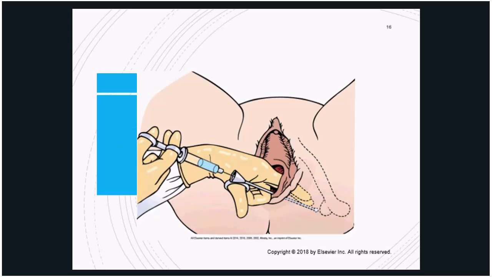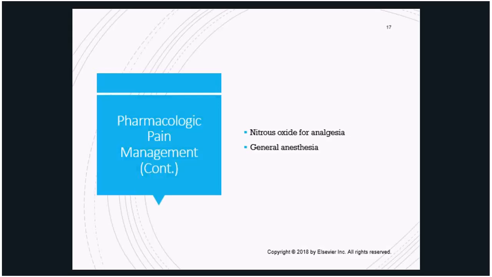Here's a pudendal block. So they're blocking the pudendal nerve. Other types of pharmacological pain management is nitrous oxide. They were starting to use that more when I left labor and delivery, and we did not have that at our clinic. But then you have general anesthesia, which is done in case of emergency. And a C-section, if the mother is extremely anxious, usually that's done.